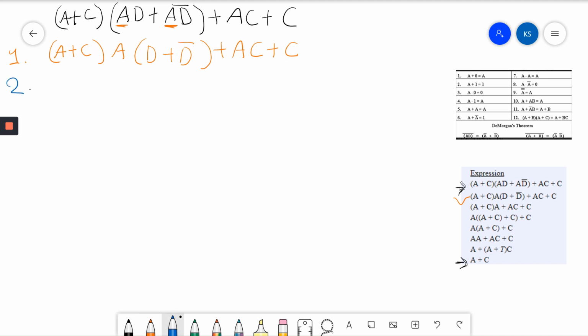In the second step, as you can see, D plus D bar. Let's search for the rule D plus D bar. Okay, I got this: A plus A bar means the output would be 1. So instead of D plus D bar, we'll put 1. So let's write A plus C, A dot 1, plus AC plus C. Okay, now the third step.